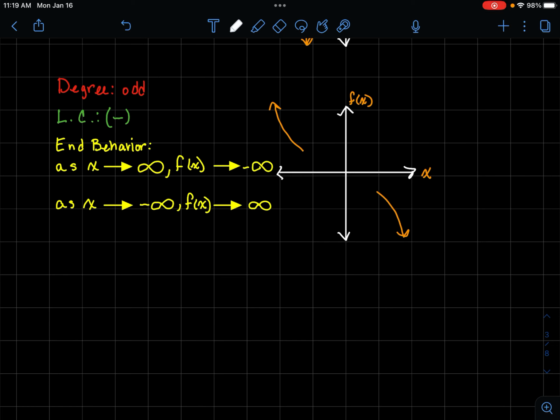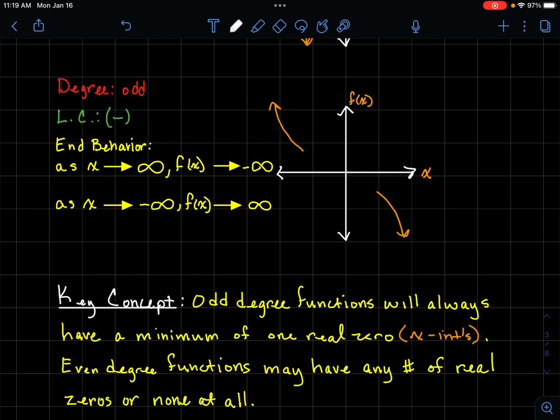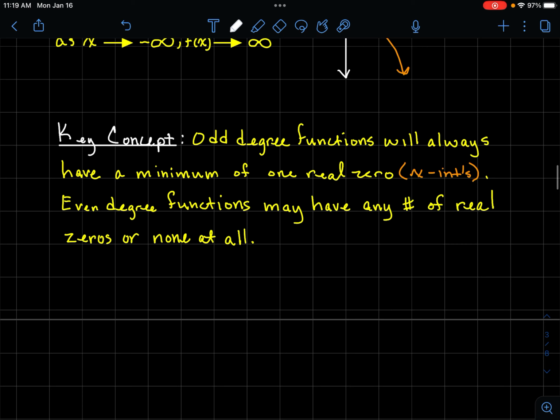So its end behavior, we'll say as x goes to positive infinity, f of x then is going down to negative infinity. On the left side, as x goes to negative infinity, f of x is going to go up to positive infinity. So there's your 4 different types of end behaviors that you'll have for all polynomial functions. Let's use this to our advantage.